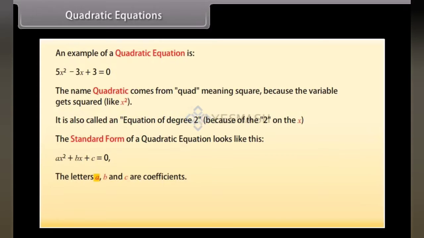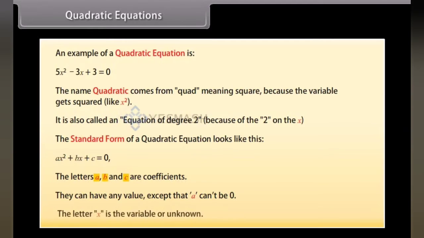The letters a, b and c are coefficients. They can have any value except that a cannot be 0. The letter x is the variable or unknown.